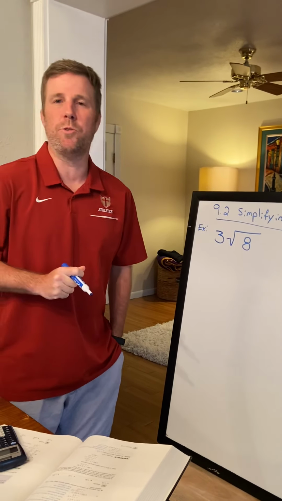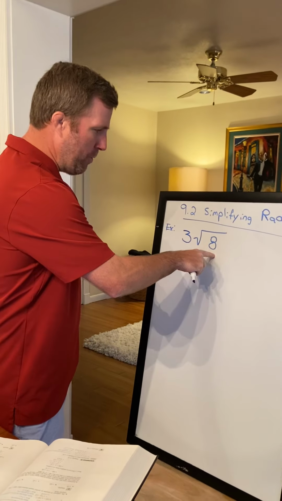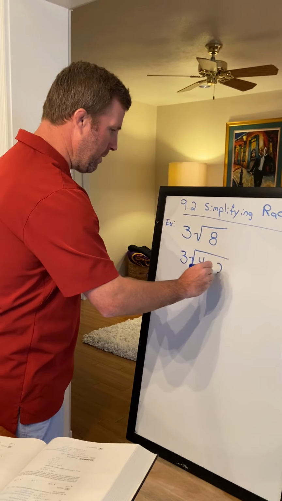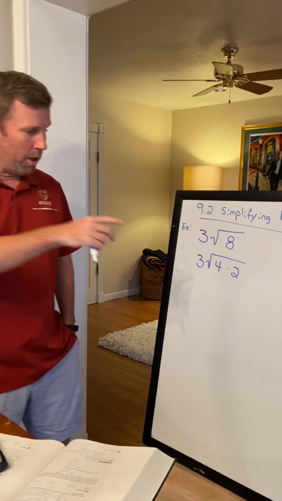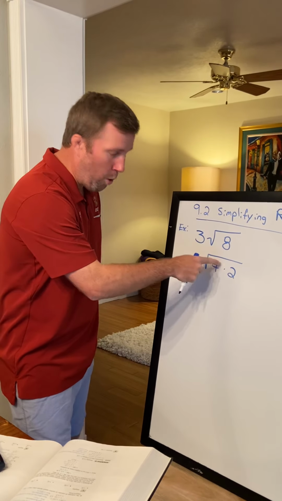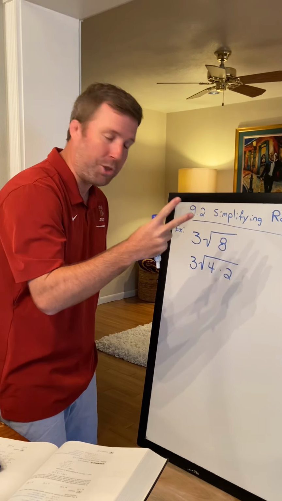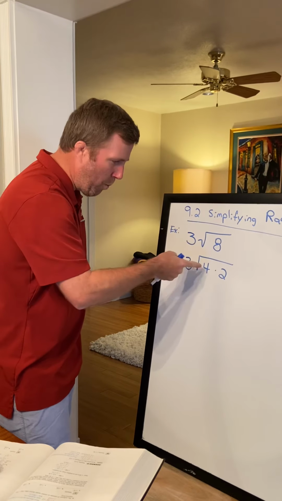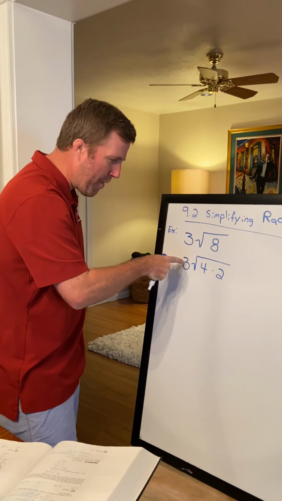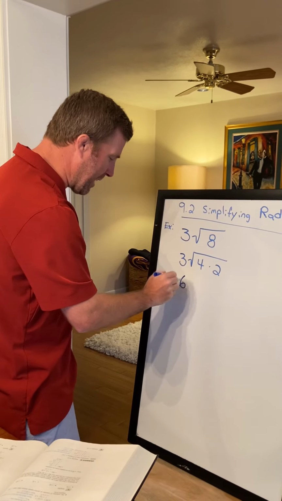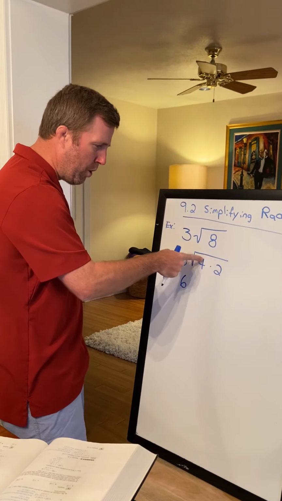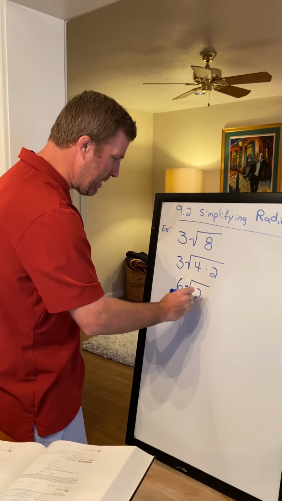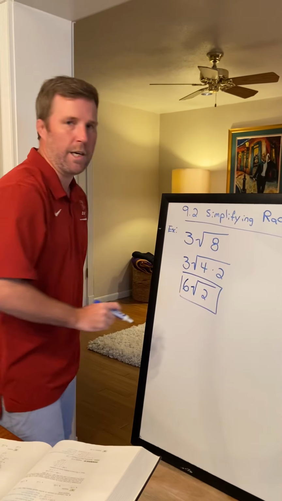Three times the square root of 8. Well, the square root of 8 we know can be broken down into 4 times 2. And now underneath my square root, the square root of 4 is a perfect square. The square root of 4 is 2. So we're going to take the square root of 4, which is 2, and we're going to move it out front. But when I move it out front now, I have to multiply the 2 times 3, which gives me 6. So I took the square root of 4, which was 2, brought it out front, multiplied it by 3 to get 6. So my final answer is 6 times the square root of 2.